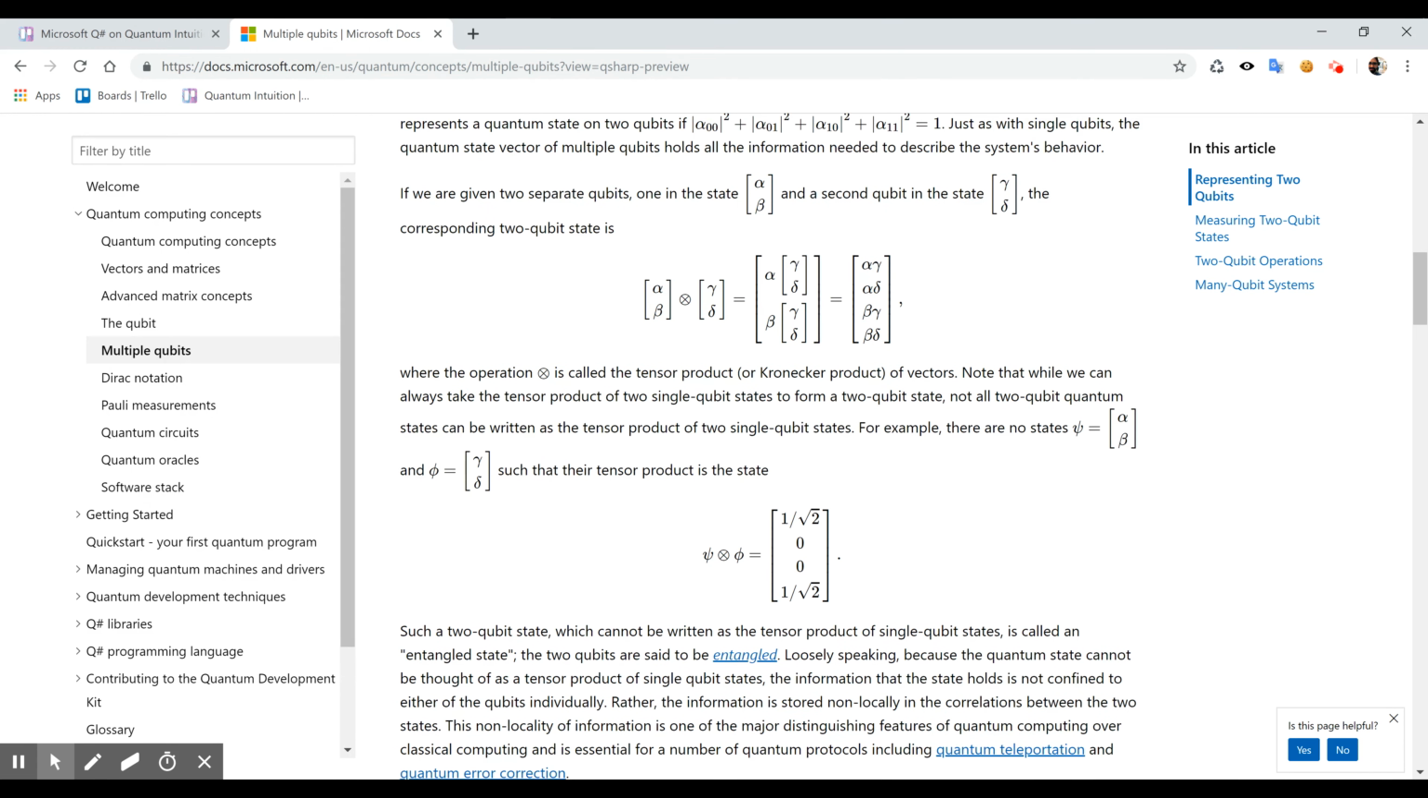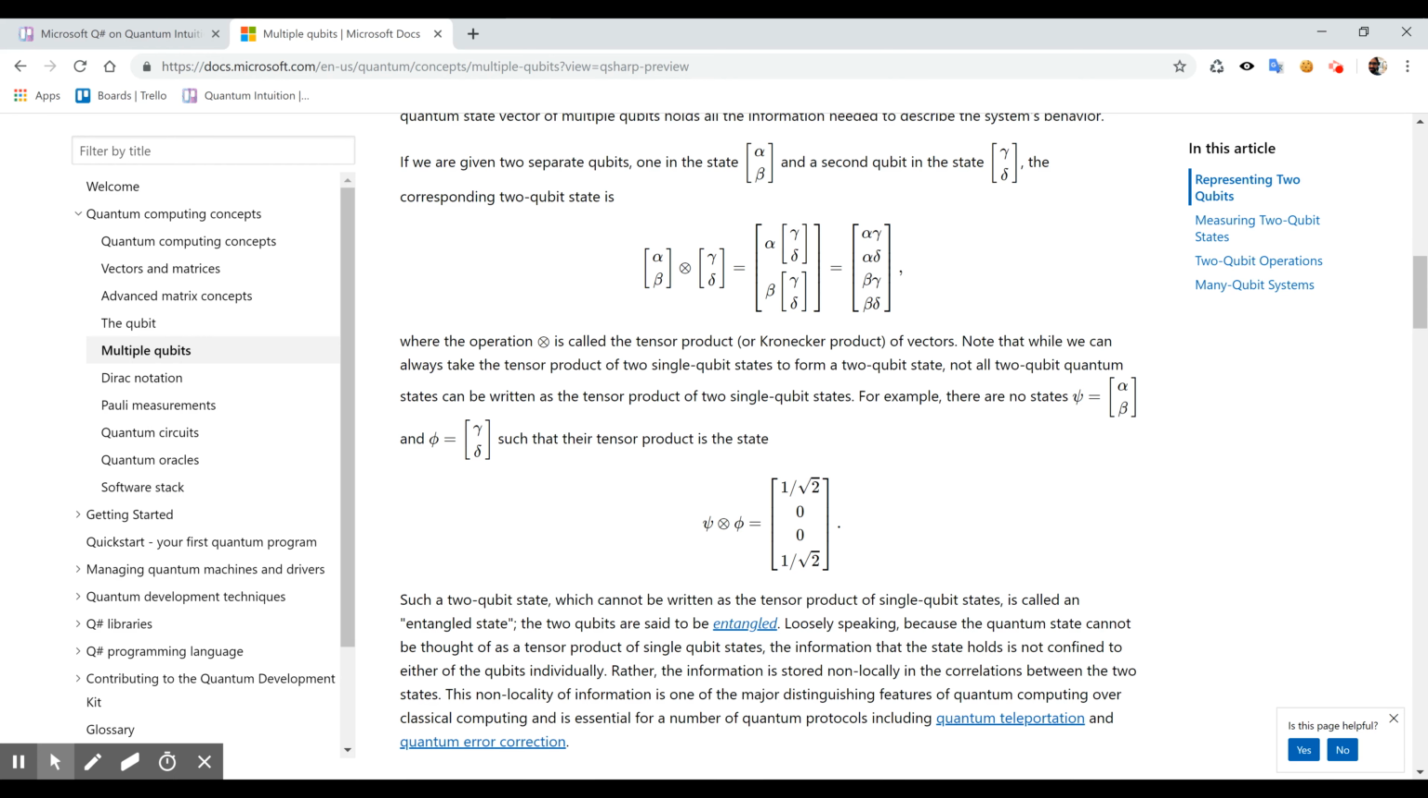Okay, so note that while we can always take the tensor product of two single-qubit states to form a two-qubit state, not all two-qubit quantum states can be written as the tensor product of two single-qubit states. That's also important. For example, there's no states alpha and beta, however those things are called, whose tensor product is this state. So if you have that state, there's no way you can decompose that into two separate states.